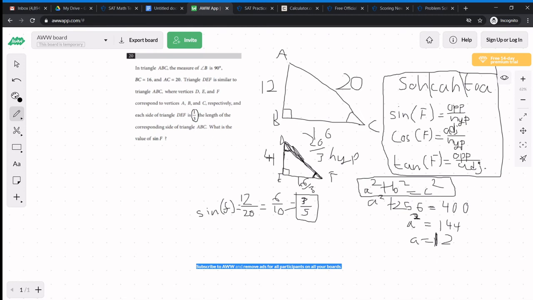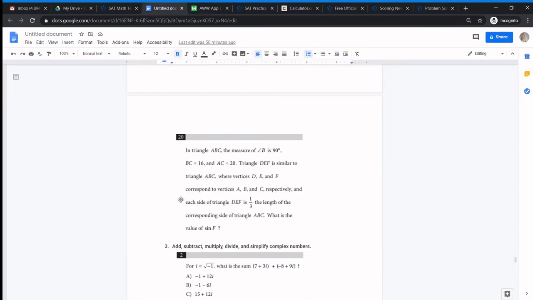And of course, you need to know how similar triangles work. But it tells you every corresponding side has a length of 1/3. So I guess you don't even need to know how similar triangles work. It tells you that. So yeah, important things to take away: SOHCAHTOA, Pythagorean theorem. Need to know them for the test.